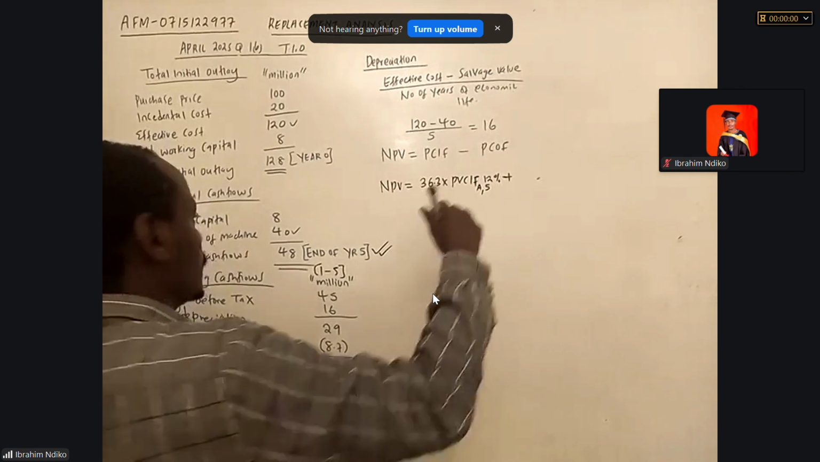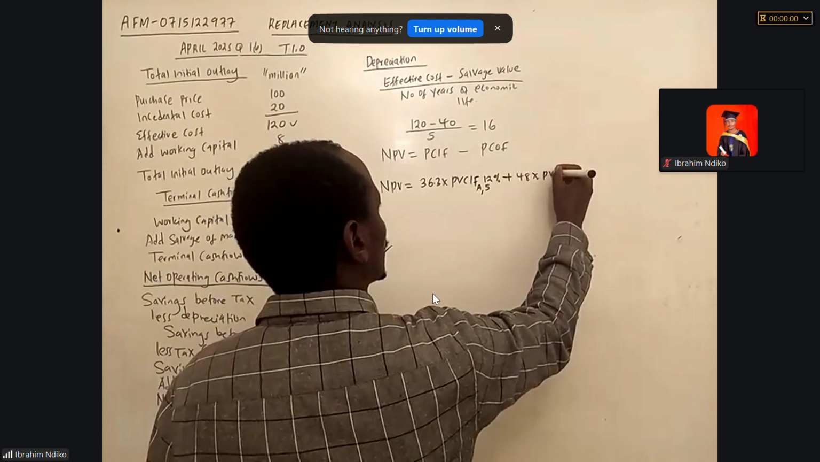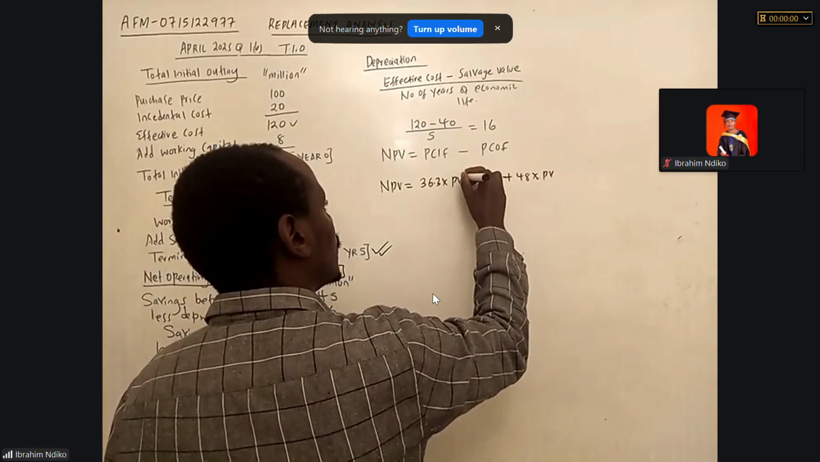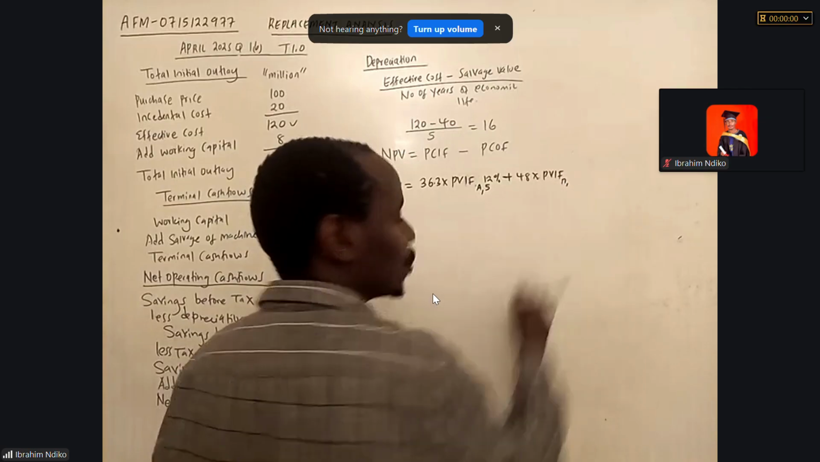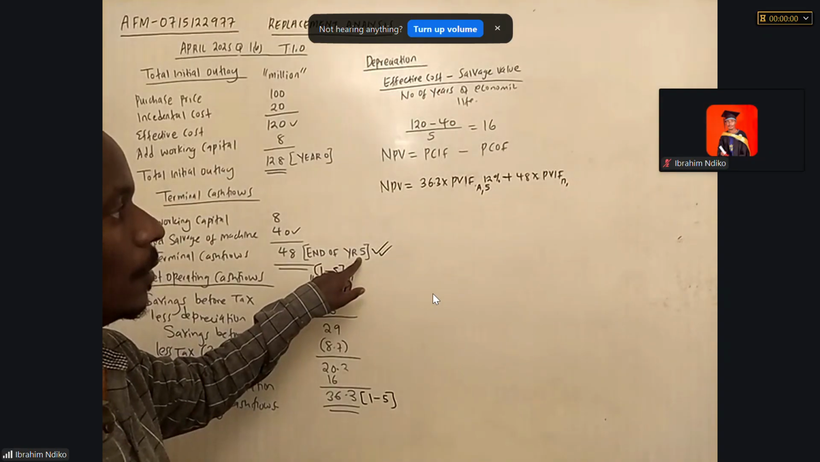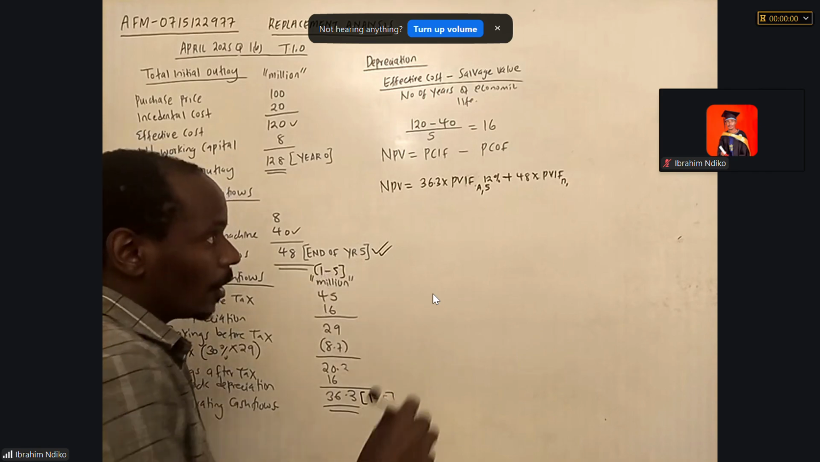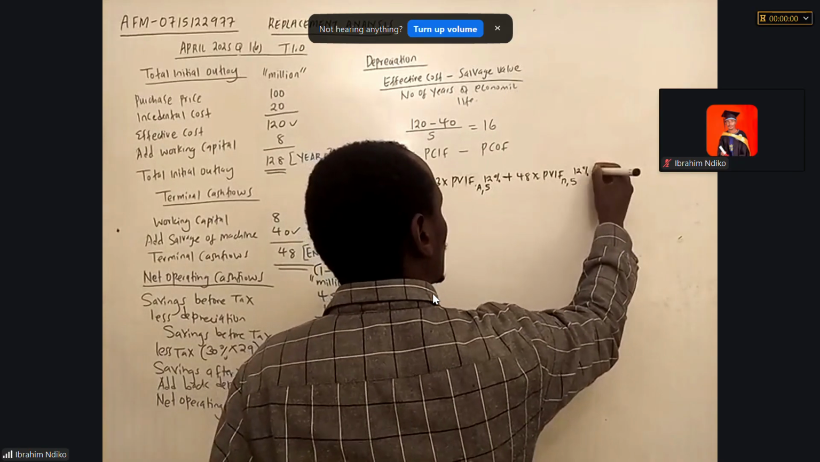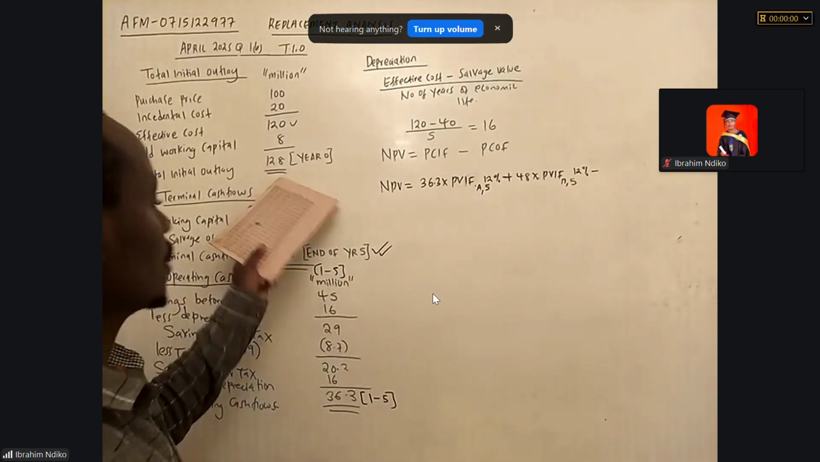Which is 48 times the present value interest factor. Now, this one will be N because it only appears at the end of year 5. Rate is 12%. Minus our initial cost at year 0, which is 128.